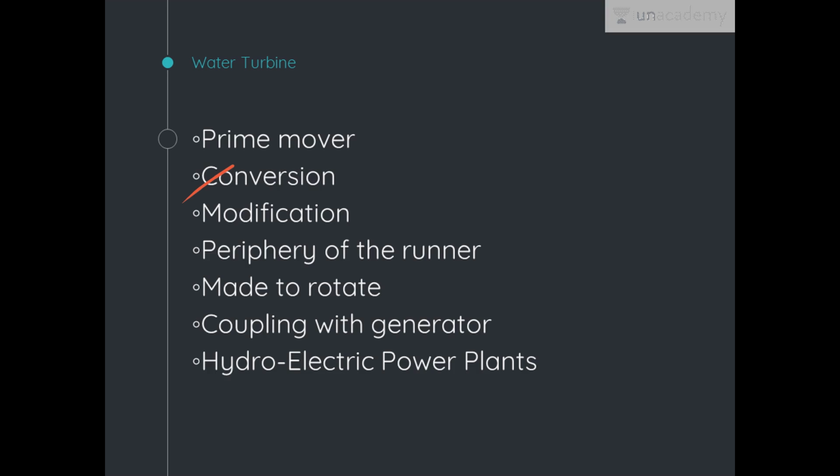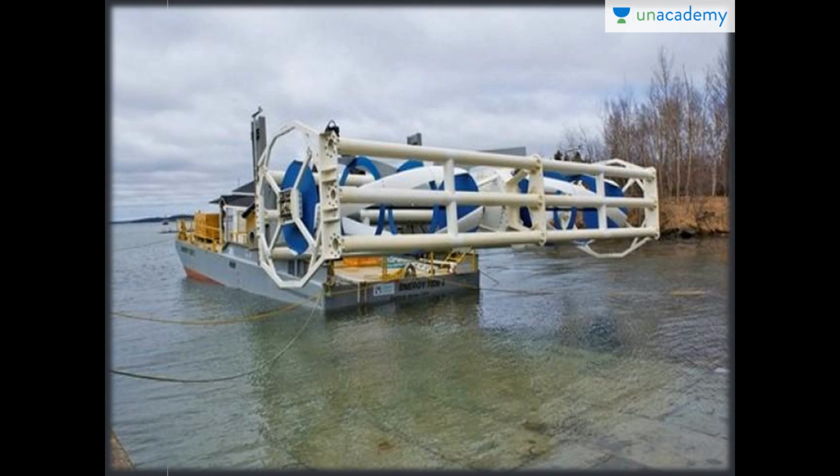Generally, water turbines consist of a wheel called a runner or rotor. A number of specially designed buckets or blades or vanes are fixed around the periphery of the runner. It is made to rotate either by a single or a double or multiple jets of water or by flow of water. If a generator is coupled to this runner, then you can actually get electricity. That's the reason water turbines are used mostly in hydroelectric power plants. So this is a picture depicting the water turbine.